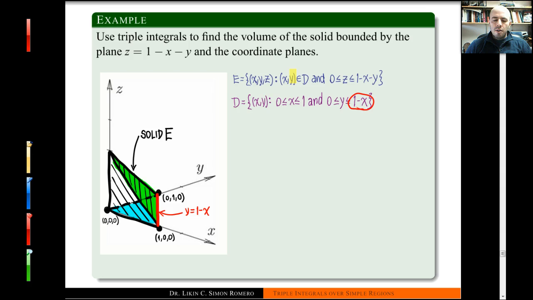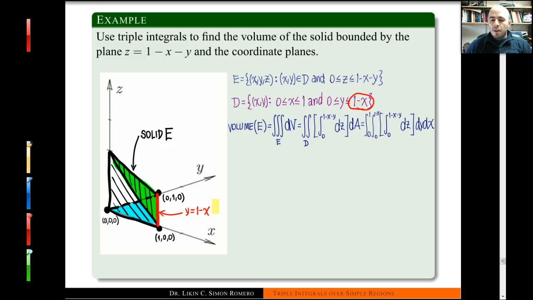So let me continue. Now the thing that we have is the region D. Now it's this triangle, can be also set up like this. The x moves between 0 and 1, and the y moves between 0 and this line over here, that is y equal to 1 minus x.